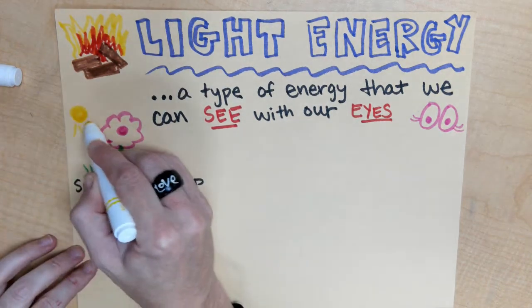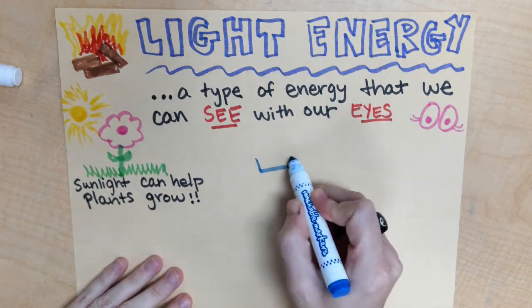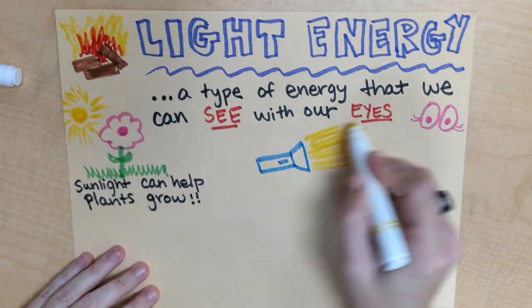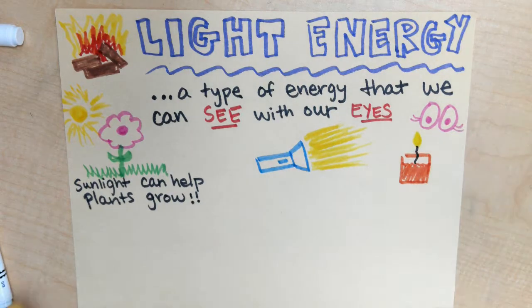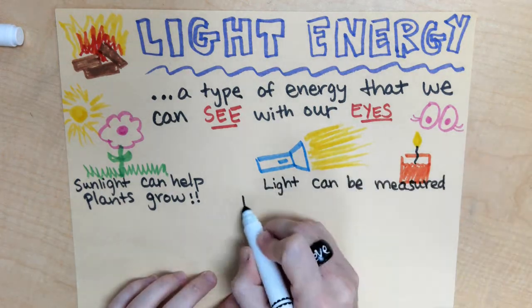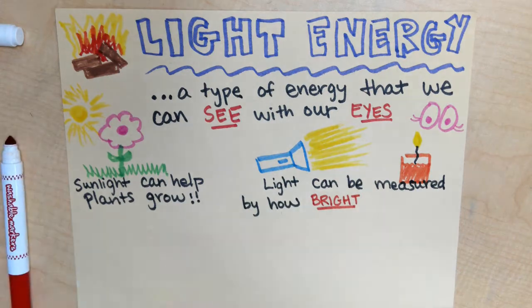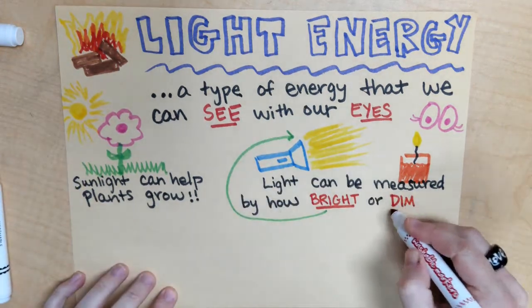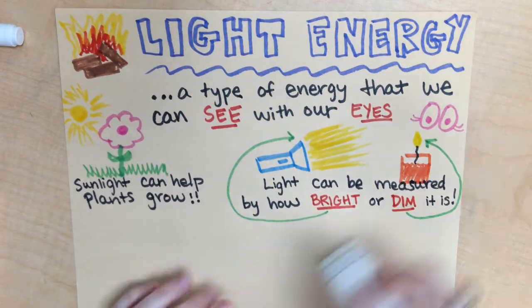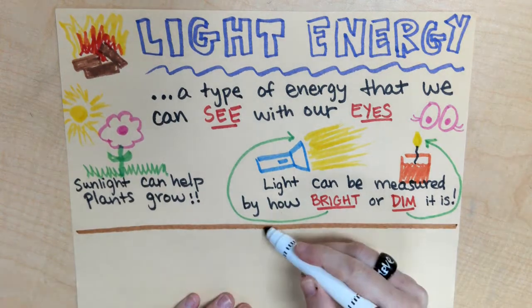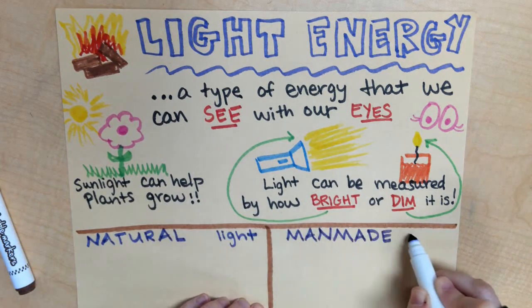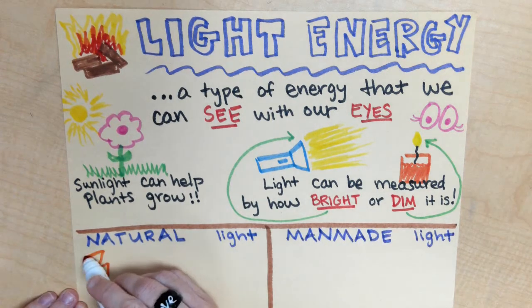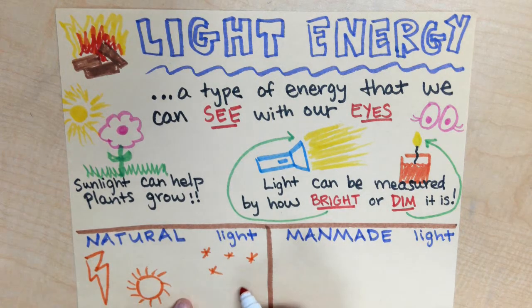And light can be measured by how bright it is or how dim it is. So does it produce a lot of light or a little bit of light? And there are even different types of light, such as natural or man-made. Natural just means that it's found in nature. No person makes it, such as the sun or stars or lightning or a firefly.